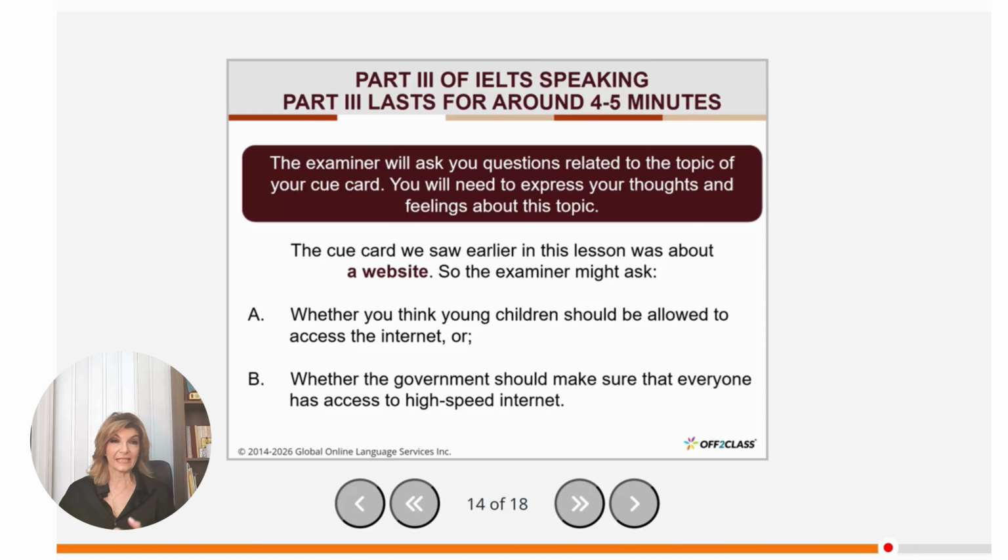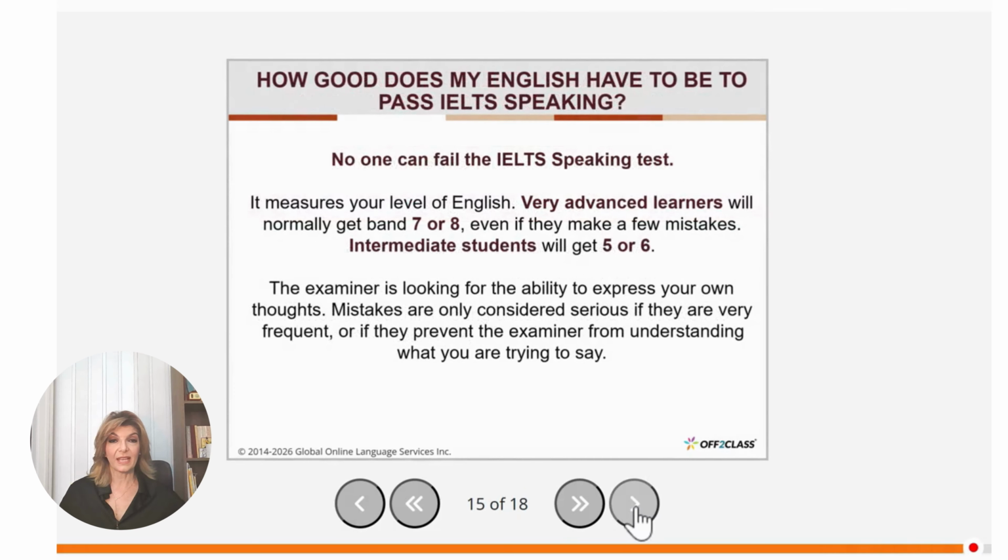It's going to be, of course, related to the cue card. And of course, the questions are going to be more difficult, and you won't have time to write down any possible answer. Okay. So the examiner, what are they looking for?